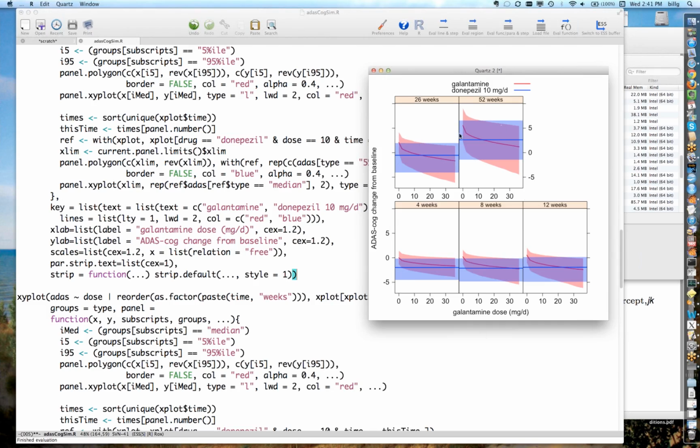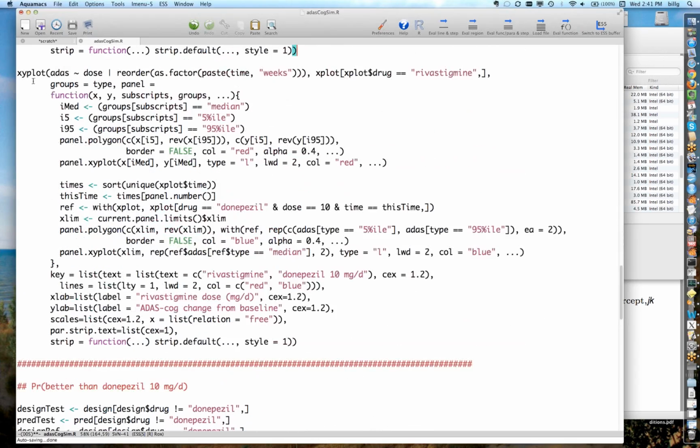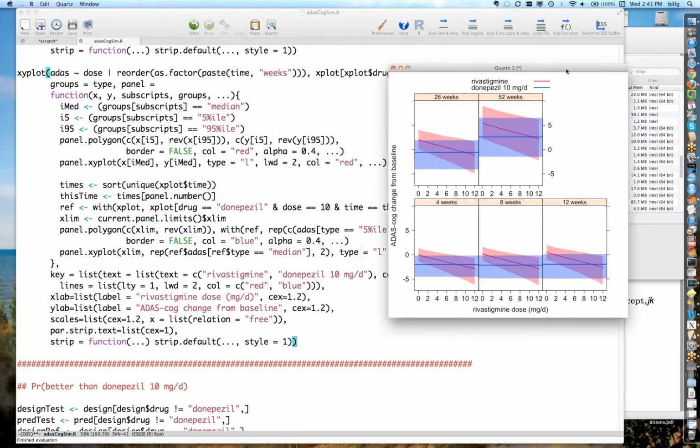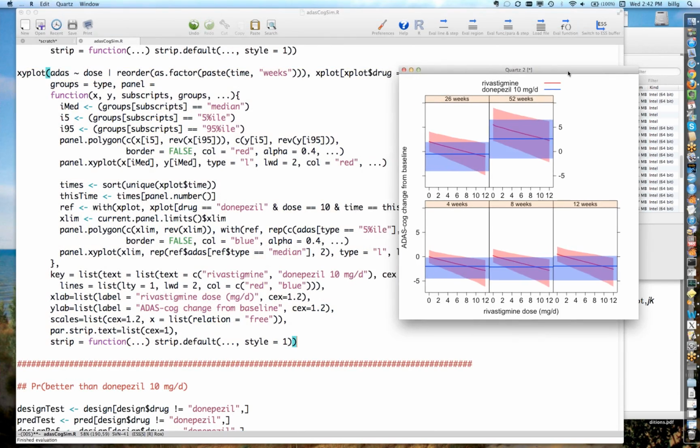Notice the panels correspond to the different time points that we did the predictions for. So you can get some idea how the two compare, and in particular, you can get some idea of what might be an equivalent dose of donepezil, and how that might appear to be different as a function of time, for example. Same thing here, we do the same thing here for rivastigmine. So you get these overlays.